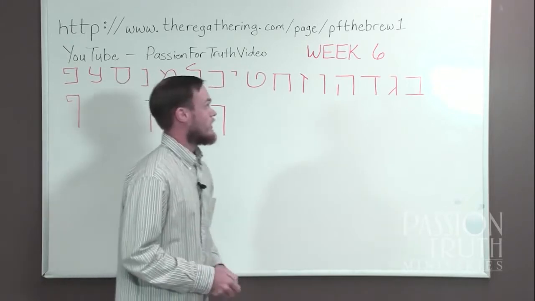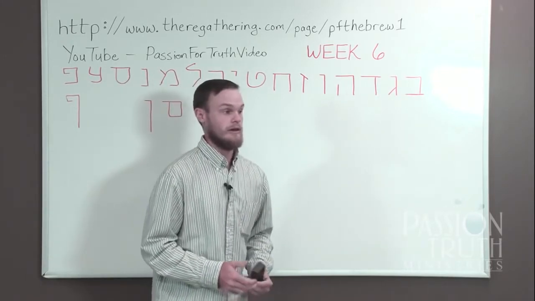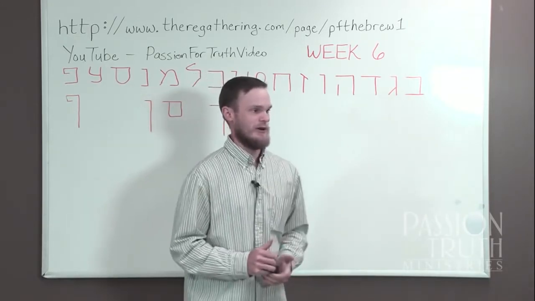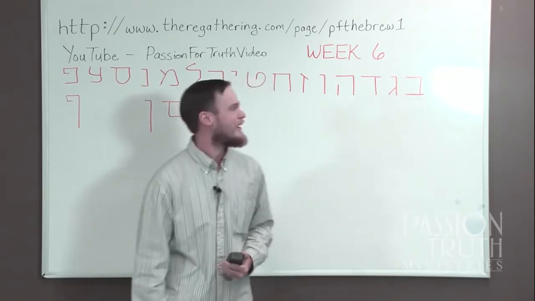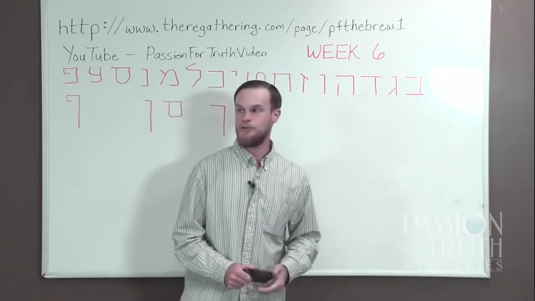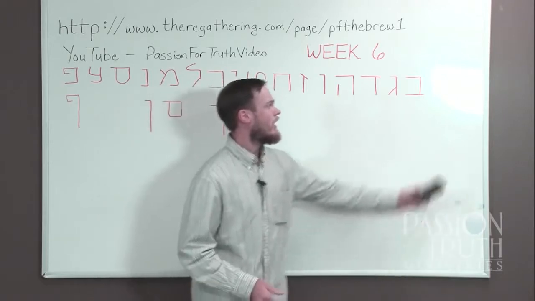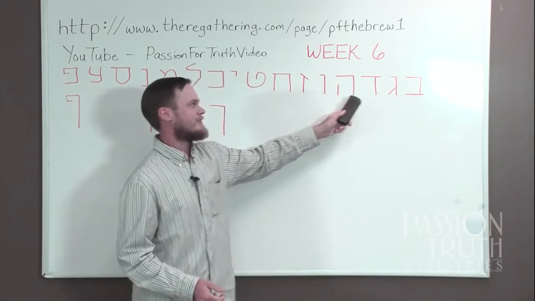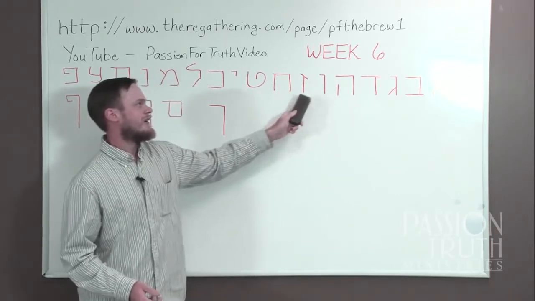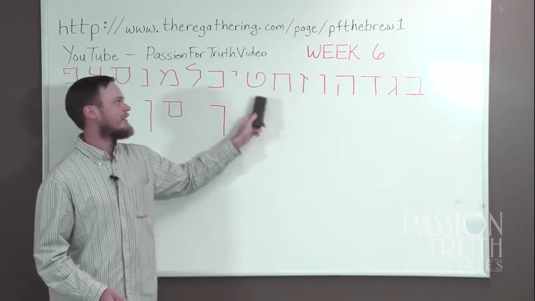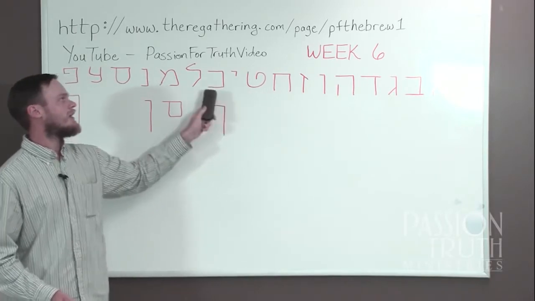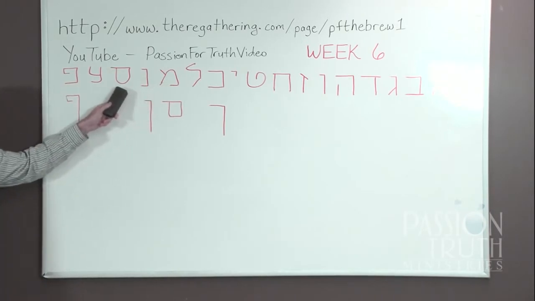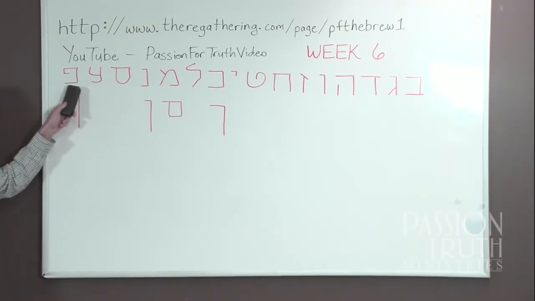All right. Well, we are on week 6, so I'm going to do a quick review of the alphabet thus far, although you don't need to know the alphabet thus far in order to understand this class. So anyone who knows it, say it with me as I go through. Aleph, Beit, Gimel, Dalet, He, Vav, Zayin, Chet, Tet, Yod, Kaf, Lamed, Mem, Nun, Samech, Ayin, Pei.